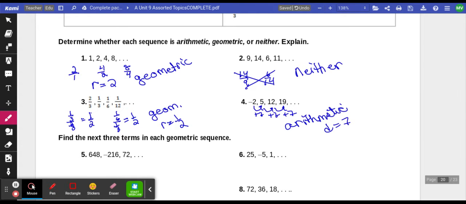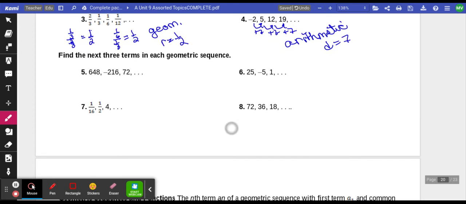So on our next set, they're telling me they're geometric, and I'm asked to find the next 3. So I know they're geometric, so I really need to just figure out what my R value is. So to find my R value, I do negative 216 divided by 648. It's always the next one divided by the one before it. So when I simplify that on my calculator, I find out that R is negative 1/3.